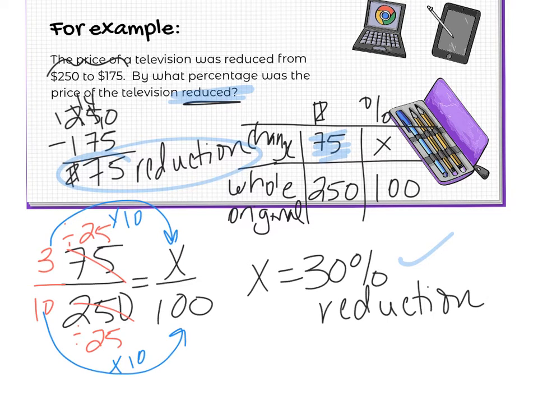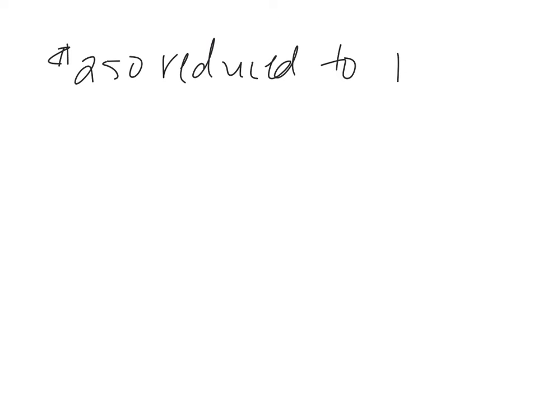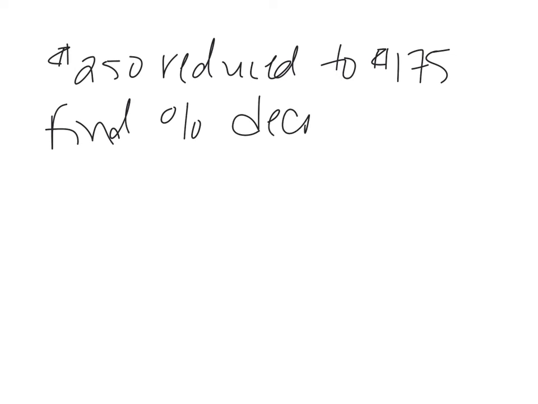Okay? All right. And I'm going to just summarize my problem. We had $250 reduced to $175, and we need to find the percent of decrease. So the other way you could do this is you could figure out, I got to think about this so I say it the right way. You could figure out what percent 175 is of 250. That means that's the percent you're paying, and then you can subtract in the end.